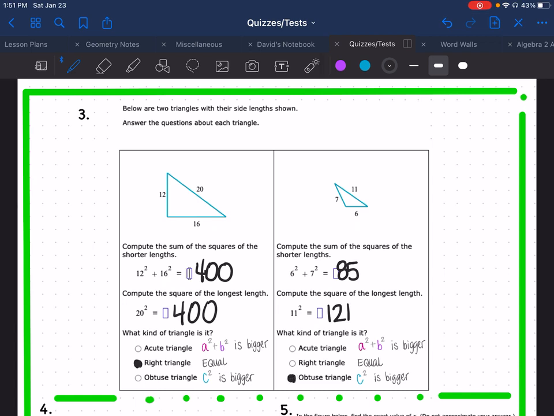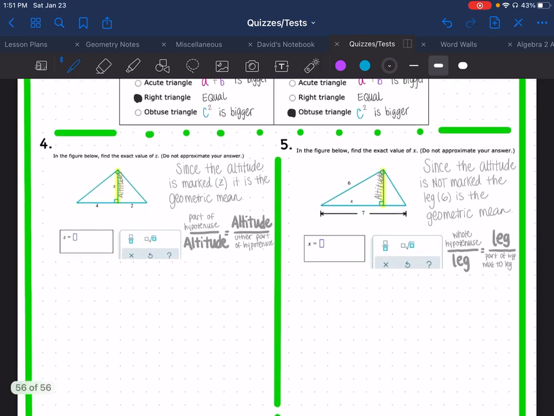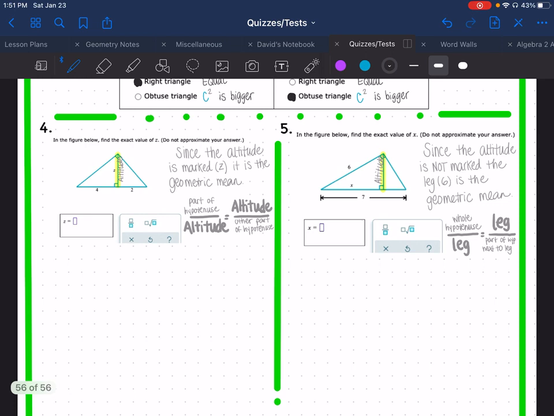Okay. The last two questions are going to talk about my geometric mean. Notice in question number 4, the altitude is marked with the variable z. So that means it is the geometric mean, and I'm going to go ahead and use this proportion. In question number 5, my altitude is not marked, so that means the leg is the geometric mean, the 6, and I'm going to go ahead and use this proportion to solve.